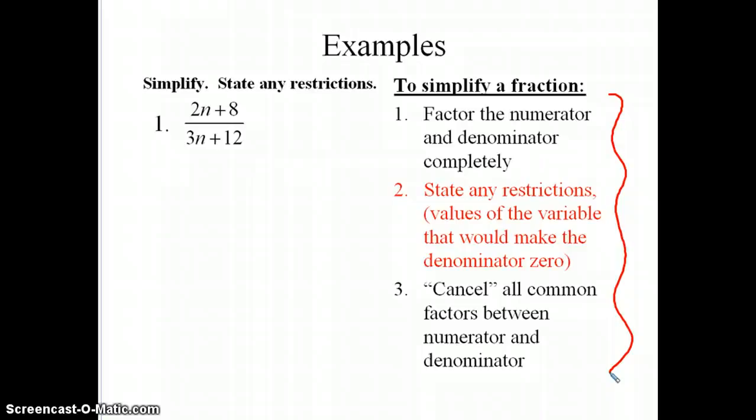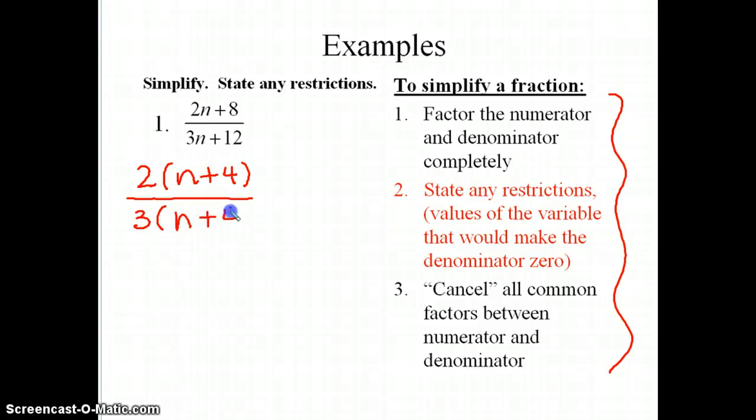We'll factor the numerator and the denominator completely. In the numerator, my GCF is 2, so I have 2 times the quantity n plus 4. In the denominator, my GCF is 3, so I have 3 times the quantity n plus 4. So I look, I have them factored completely, so I move on to step 2.